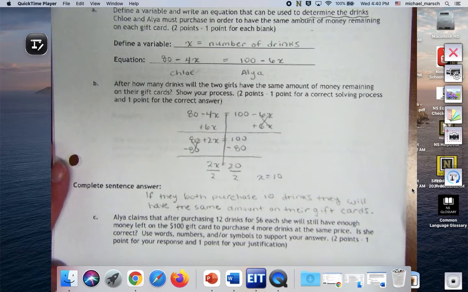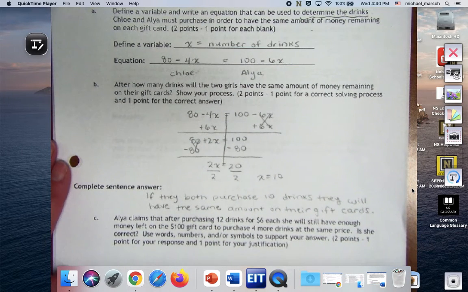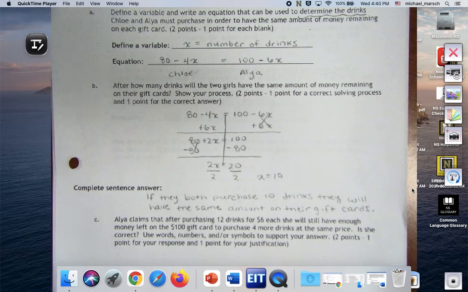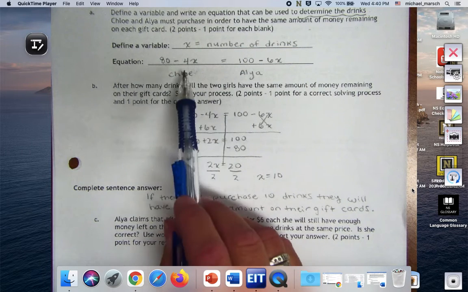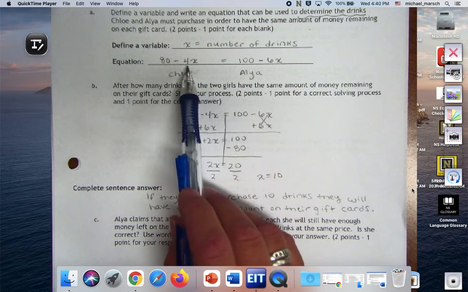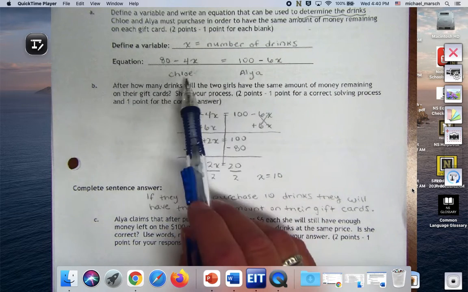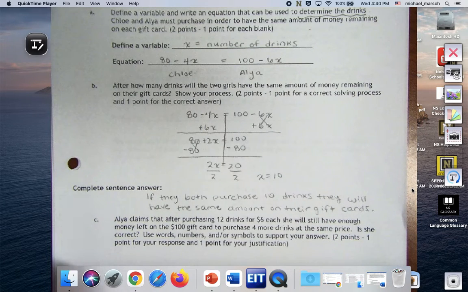Okay. So I could also ask you, if they both purchase 10 drinks, how much do they have left on their gift card? I'll give you a second to think about that. Okay, so if they both purchase 10 drinks, 80 minus 40, 100 minus 60. So they would both have $40 left on their gift card.